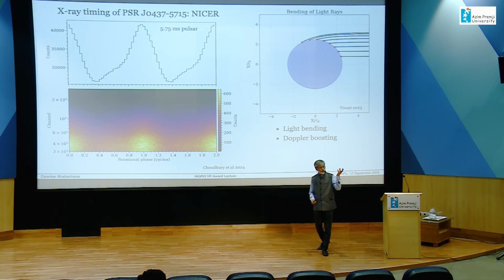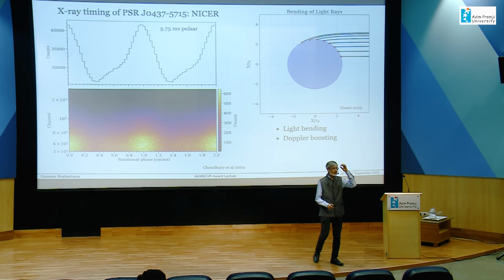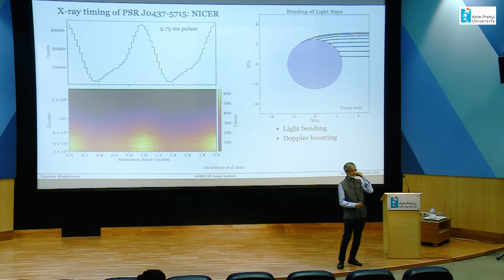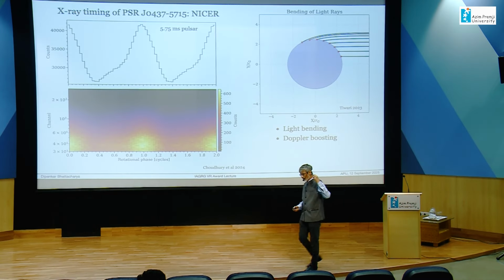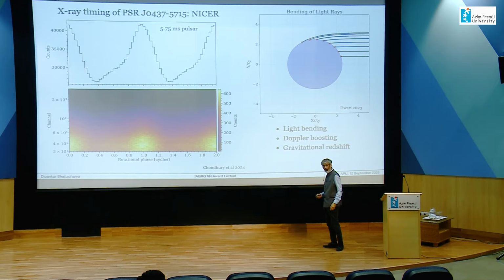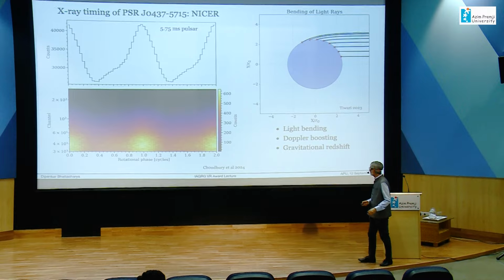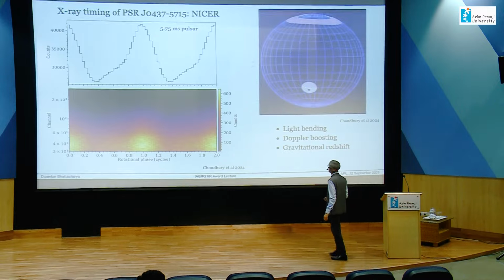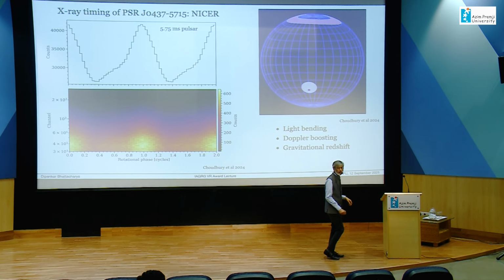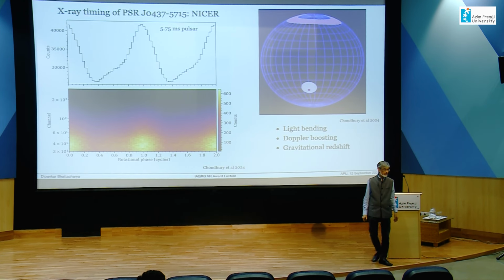You have to take Doppler boosting into account because it's rotating once every 5.75 milliseconds. That means the surface is moving at a great speed. When something is coming towards you at high speed, its radiation is boosted. When it's going away, its radiation is diminished. And of course, gravitational redshift. So put all of this together, and then you can take this measurement and try to interpret how the radiation must be located on the surface of the star.